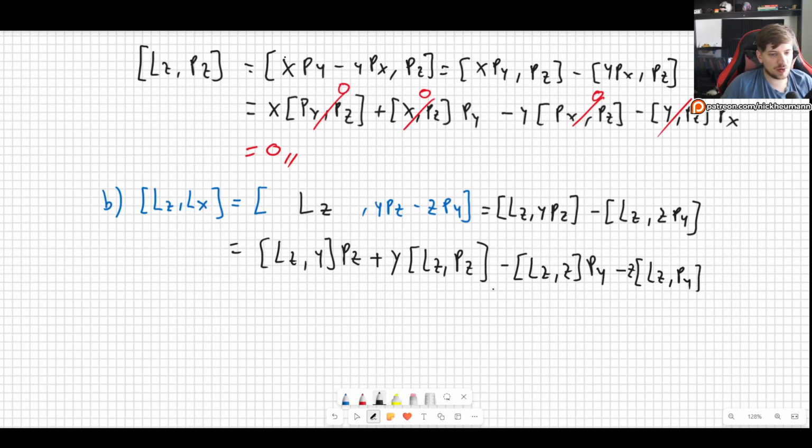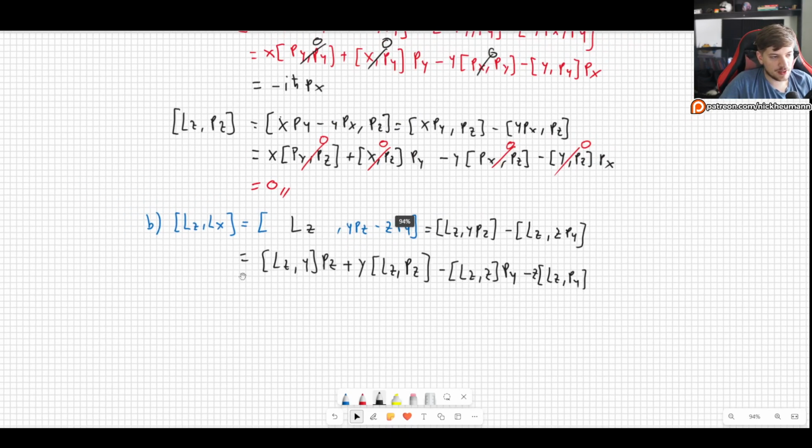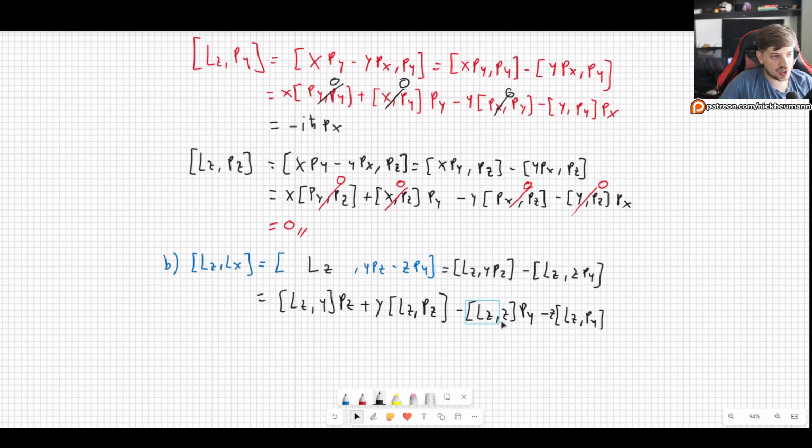Okay, so now let's not really calculate. We already found each one of those expressions. So let's see, [Lz, pz], this one right here, we know is 0, right? That's a previous result. [Lz, py], this thing right here we know, so let's write it down here. That is 0. This thing right here is minus iℏpx. So we get plus z iℏpx.